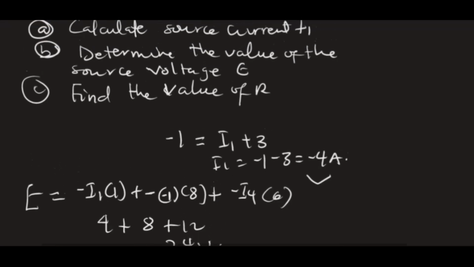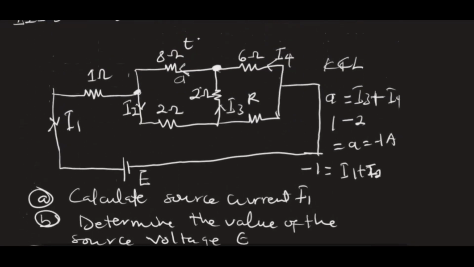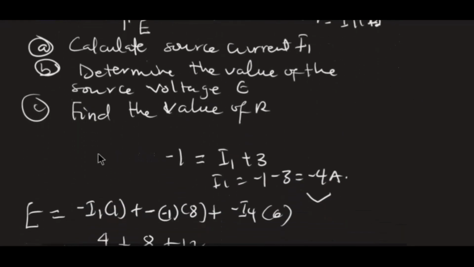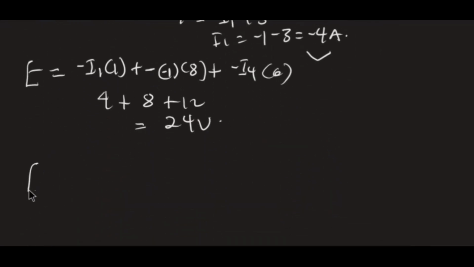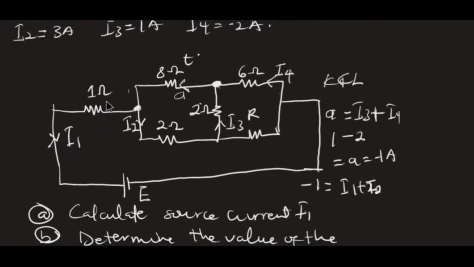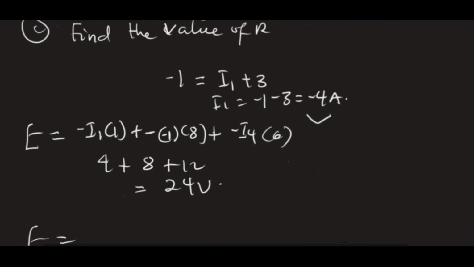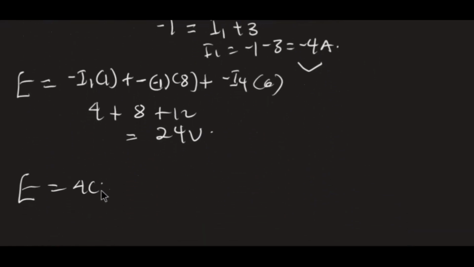Now let's see the final part, which is finding R. So to find the value of R, we also take a loop where we can get R. So we can take this and down like that. So in that loop, we have our total voltage to be what? E is equal to the sum of the voltage drops. The first voltage drop will also be this one, where we have I1, negative of I1 times 1, and I1 is negative 4. So negative of that is 4. So I'm going to get 4 times 1.